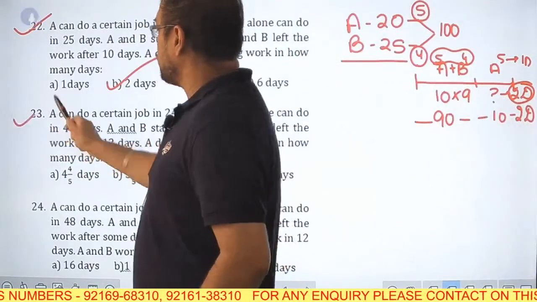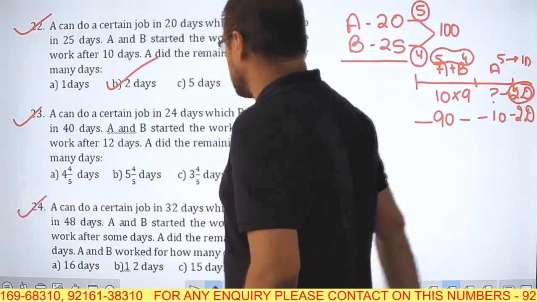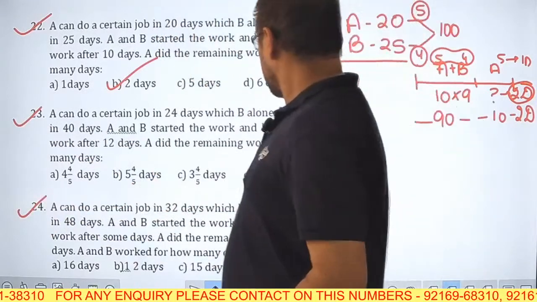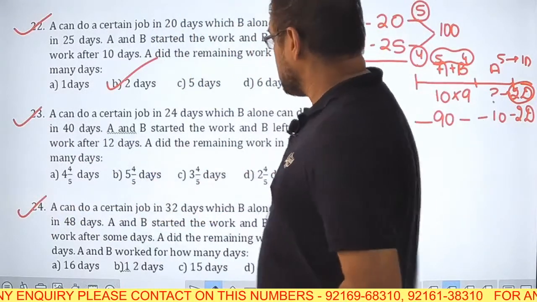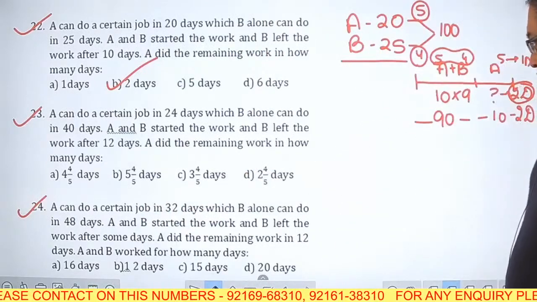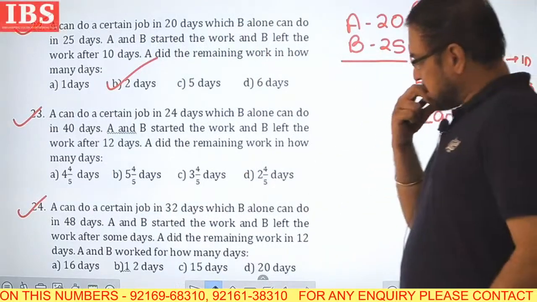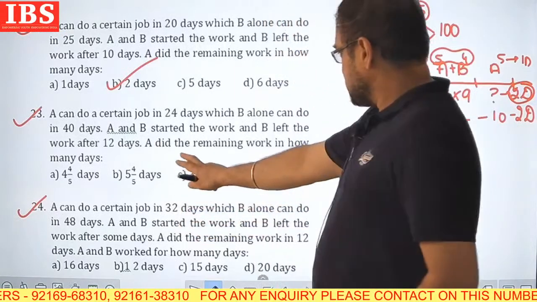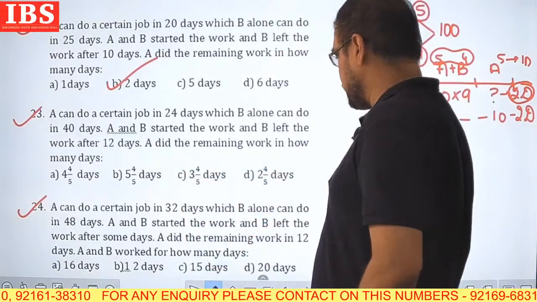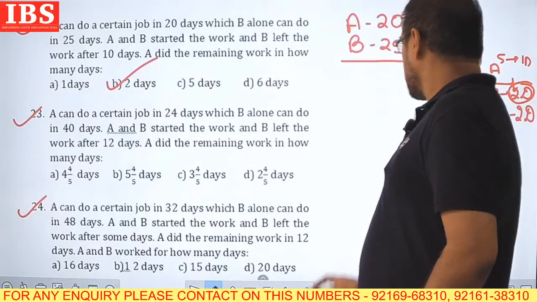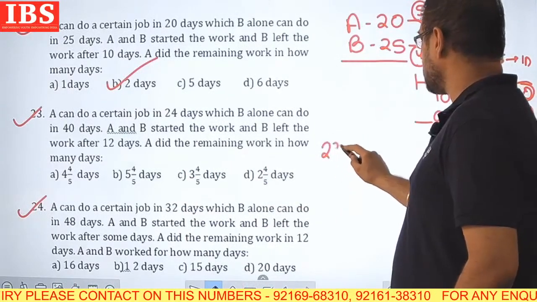Now do question 23 and 24. These are also easy questions. There is one option mistake in one of the questions, I will tell you, but this is okay and this is also okay. They are both okay. Now do 23rd question first and then 24th.